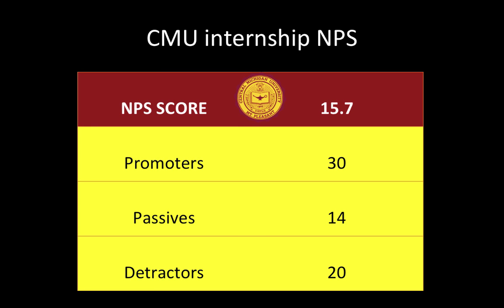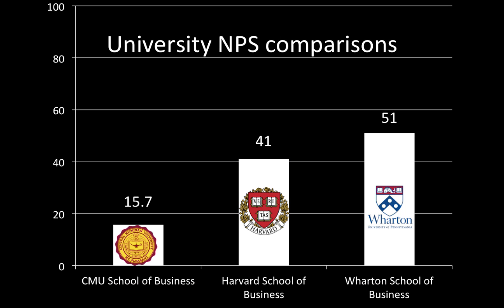Alright, so our CMU internship NPS is a 15.7. Doesn't seem too bad. We had 30 promoters and 20 detractors with only 14 passives. So now we went along and compared our NPS score to other schools around the country. We decided to choose the Harvard School of Business and the Wharton School of Business. So it's some of the top tier business schools in the country.